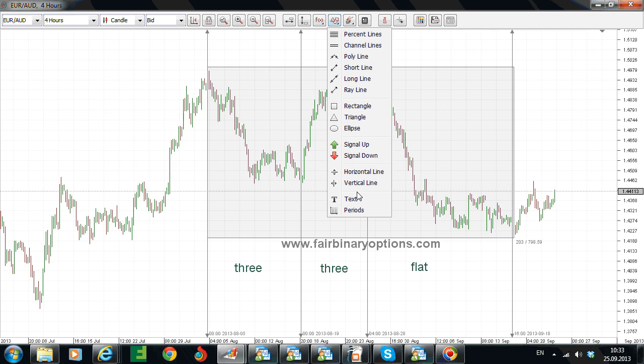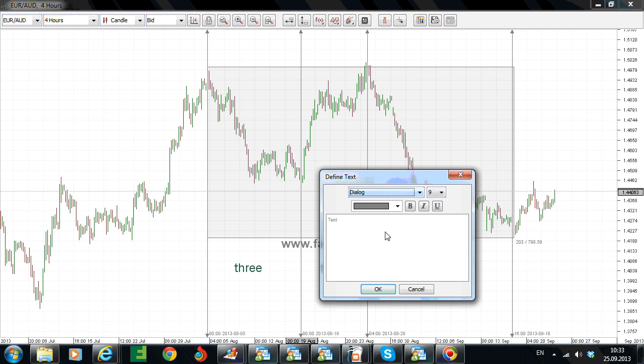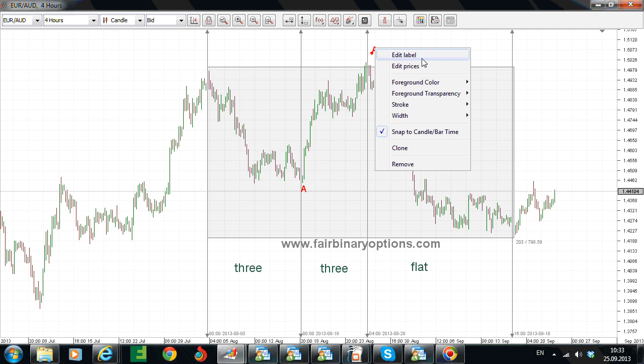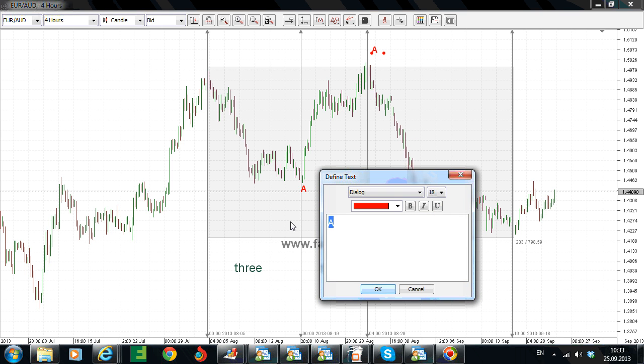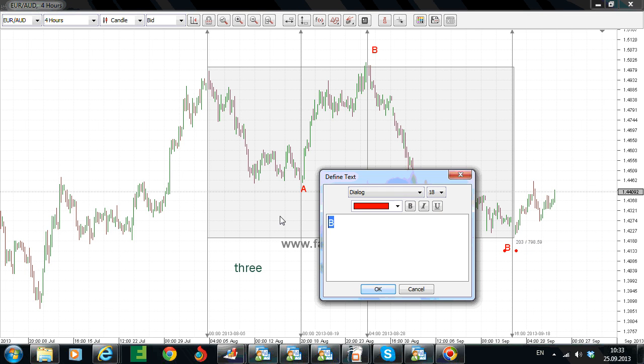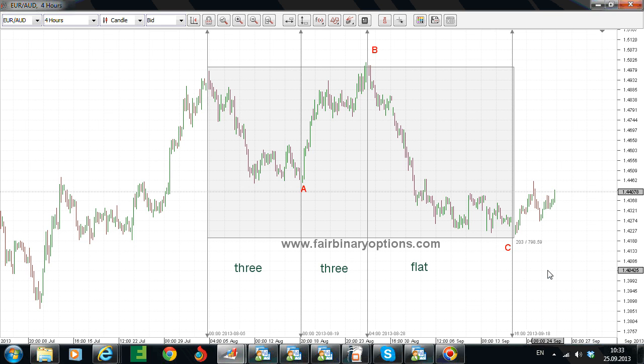Let's try to put an ABC here. So this to be A, let's make it of a different color. So A, then the B wave here, then the C wave here, so this should be labeled ABC. Any flat should be labeled ABC.